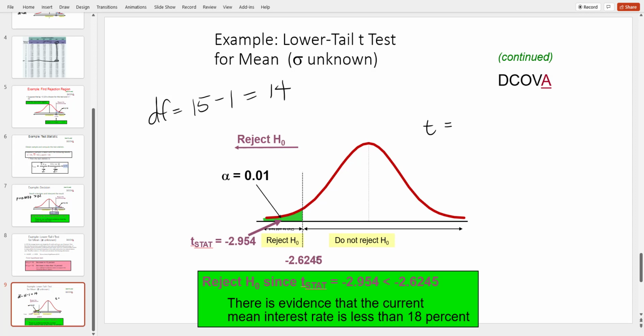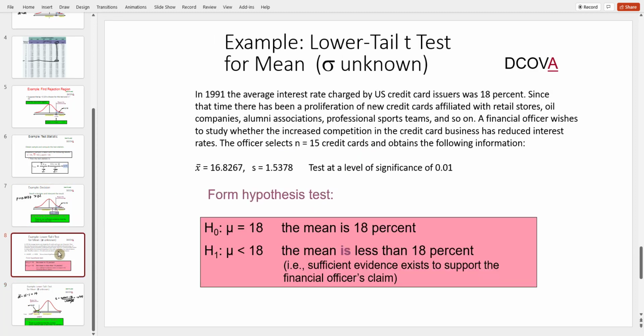And then we're going to calculate our test statistic. So our t-stat is going to be the mean, which they said was 16.8267, that's the sample mean, minus mu, which is 18, divided by 1.5378, all over the square root of 15, our sample size. And when I calculated that out, I got a negative 2.954. As you can see, negative 2.954 falls within the rejection region. So that means we have to reject the null hypothesis. Since we reject the null hypothesis, there's enough evidence to support the claim that the mean interest rate is less than 18%.